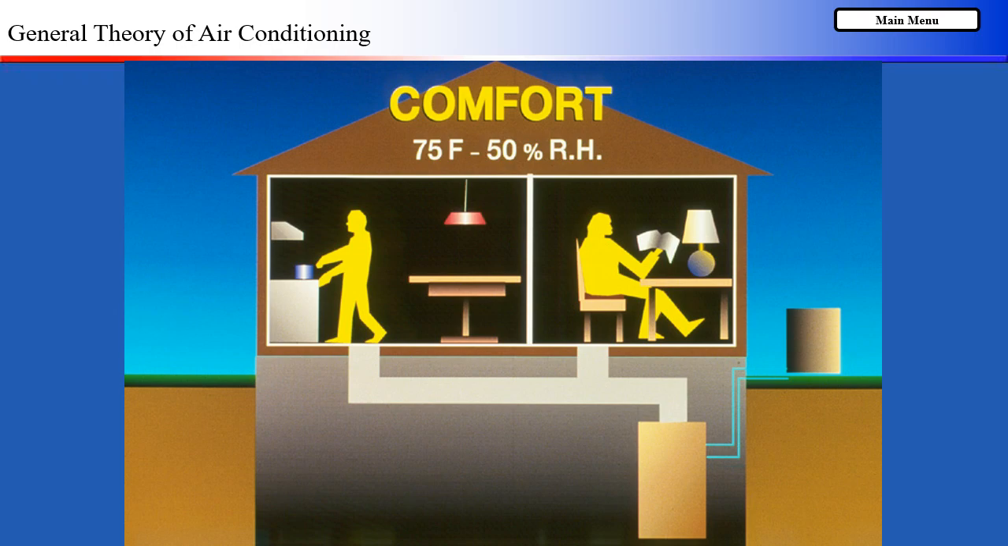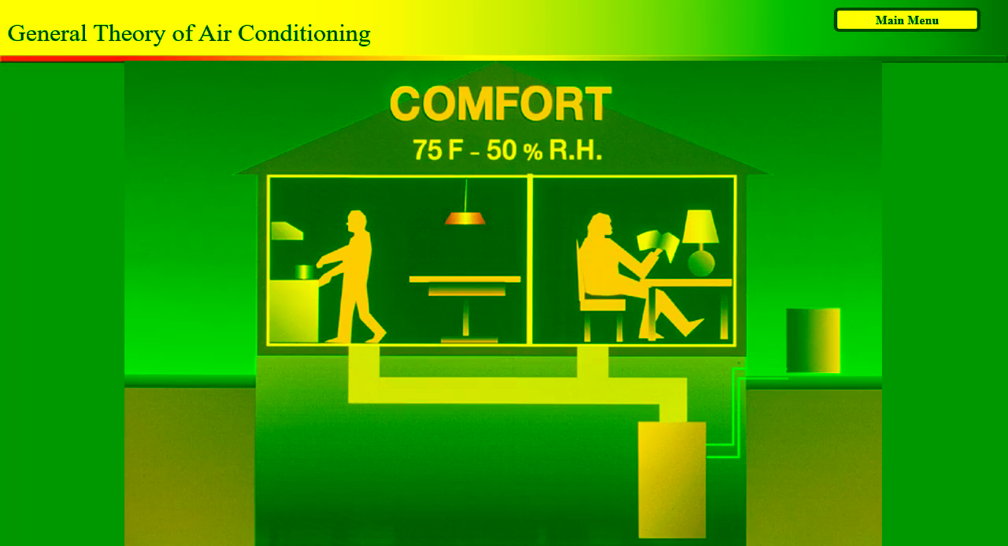In spaces occupied by people, comfort air conditioning uses refrigeration to cool and dehumidify air to achieve comfortable conditions. The temperature and humidity conditions accepted as comfortable by the industry are 68 to 78 degrees Fahrenheit, with 75 degrees Fahrenheit as a typical goal, and 20 to 60% relative humidity, with 50% as a goal.